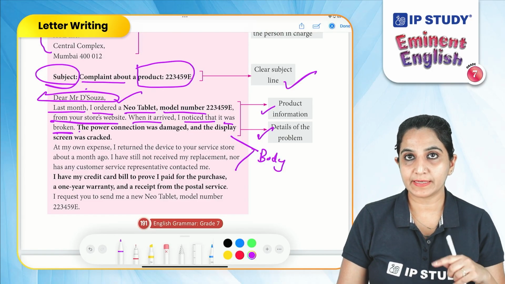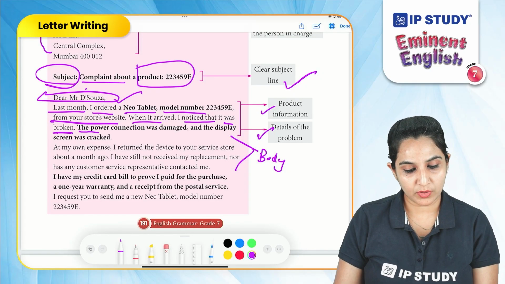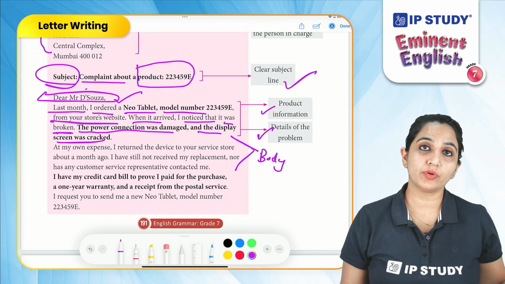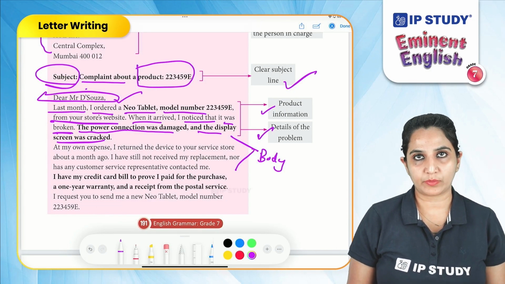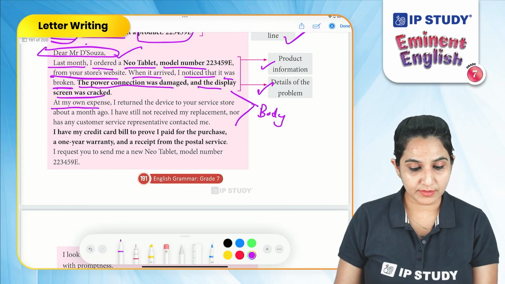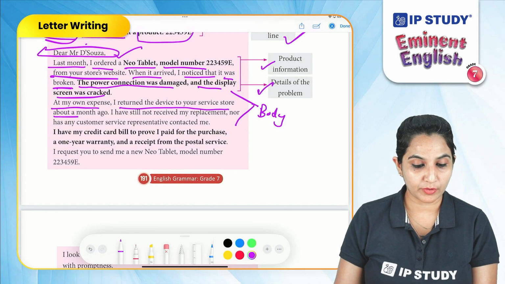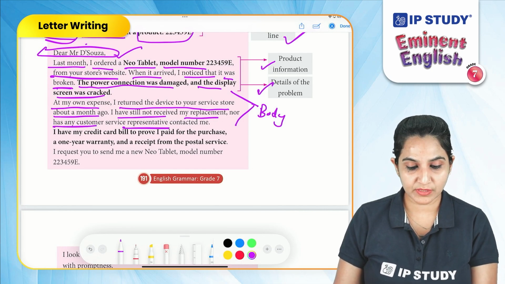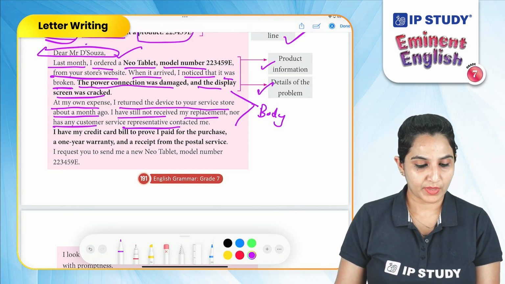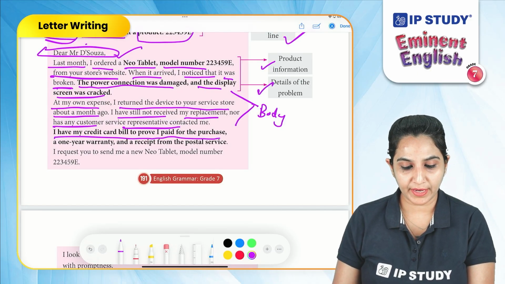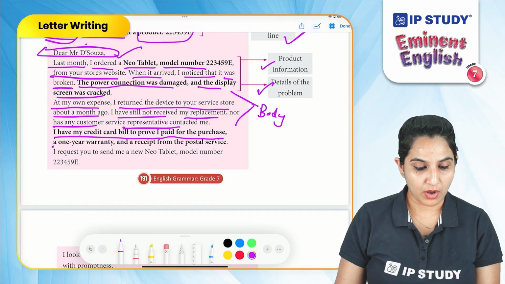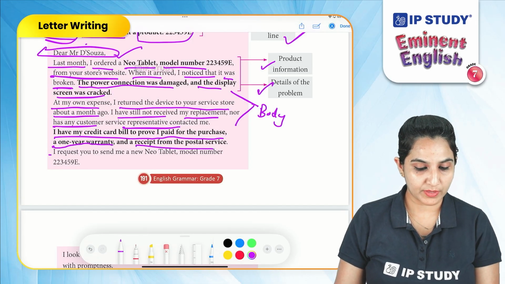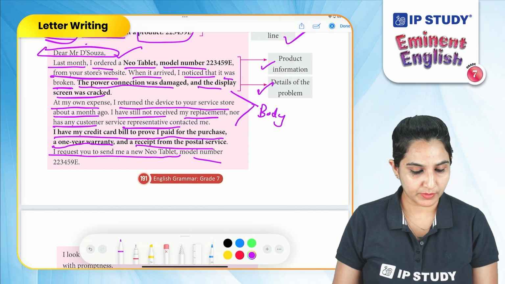Explain the problem in detail, just in one line. The power connection was damaged and the display screen was cracked. So we said the tablet was broken, and the power connection was damaged and the screen was cracked. At my own expense, I returned the device to your service store about a month ago. I've still not received my replacement, nor has any customer service representative contacted me. I have my credit card bill to prove I paid for the purchase, a 1-year warranty, and a receipt from the postal service. I request you to send me a new tablet, model number this.